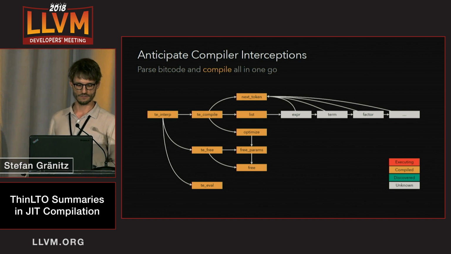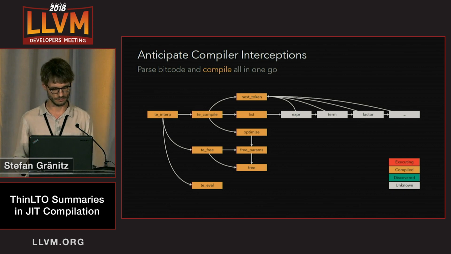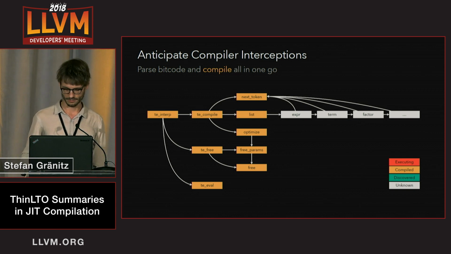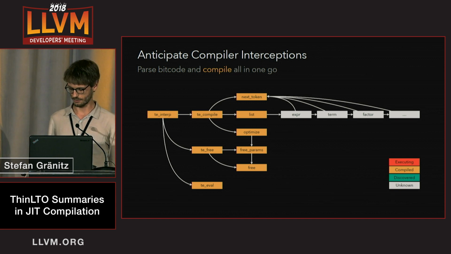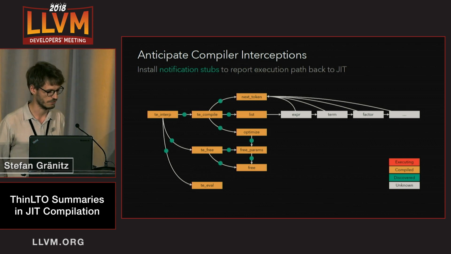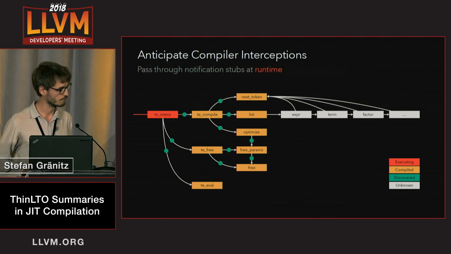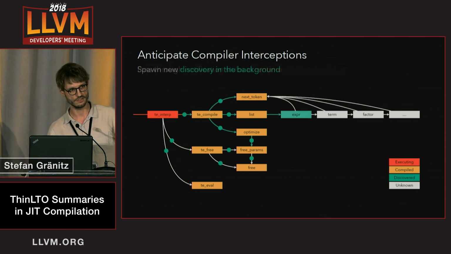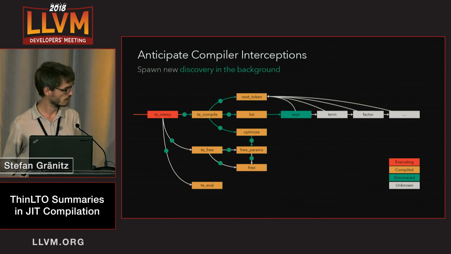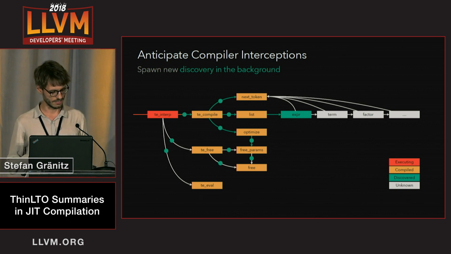We will always have a small overhead like this for our entry points, but here we already saved a few future interceptions. In order to anticipate later interceptions, we have to track the path that execution takes through our call graph. For that, we insert lightweight notification stubs between our functions. When the host now calls into our code, execution passes through those stubs, and this tells the JIT to spawn new discoveries in the background. In this example, we are discovering from te_compile and find the new function expr, which turned green now.